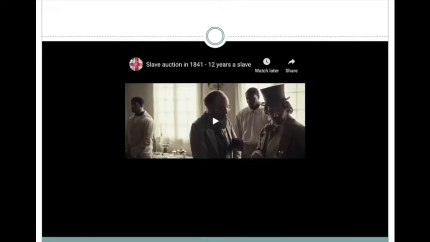So it was emotionally draining for families. If you can imagine being the mother or father of a child and that child is taken from you forever, it's very emotionally abusive. And generally, slave children never saw their parents again, and the parents never saw their children again.